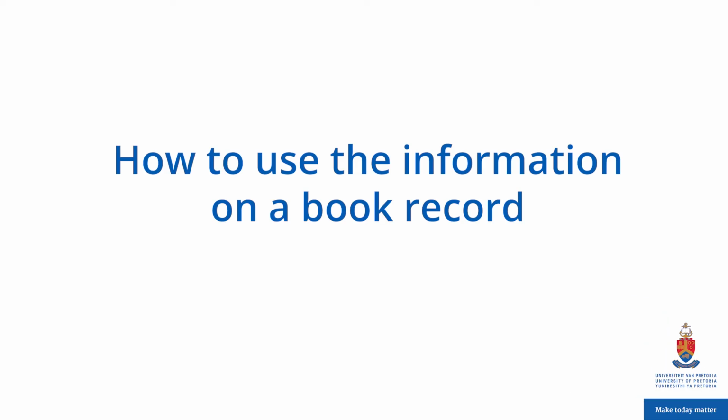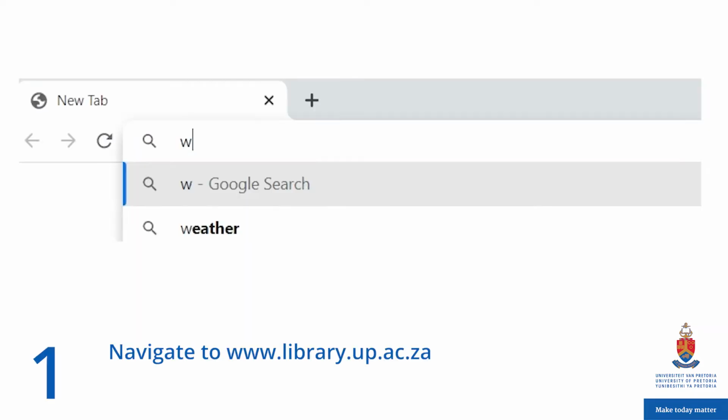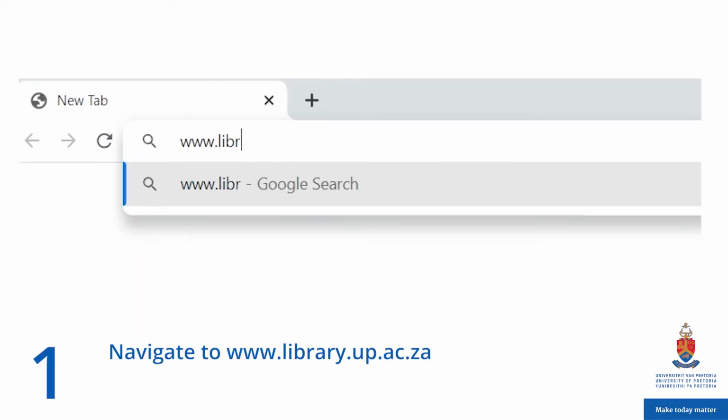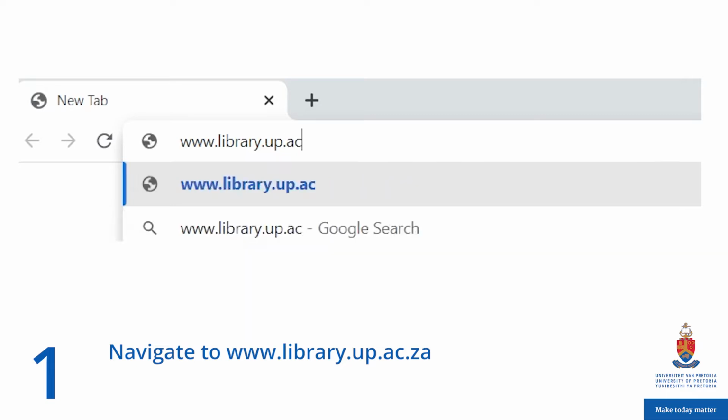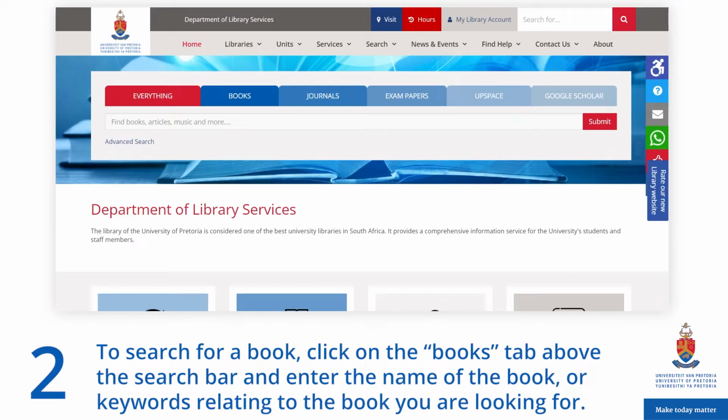In this video, you will learn how to use all the information provided to you on the record of a print book. Navigate to www.library.up.ac.za. Firstly, to search for a book, click on the Books tab above the search bar and enter the name of the book or keywords relating to the book that you are looking for.